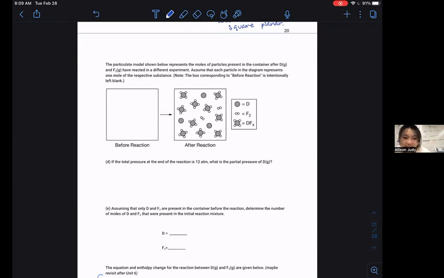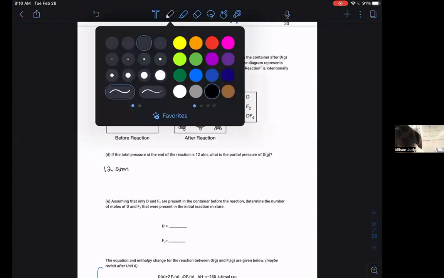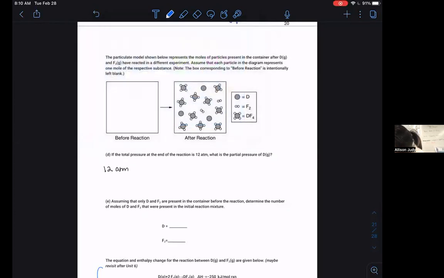So what we see here is, if the total pressure at the end of the reaction is 12 atm, what is the partial pressure of D? Okay, so this is Dalton's law of partial pressure. We know that the total pressure is 12, and the question is, what is the pressure contributed by D? So if we look at this ratio here, we see for every mole of gas, we have how many moles of gas? Let's count.